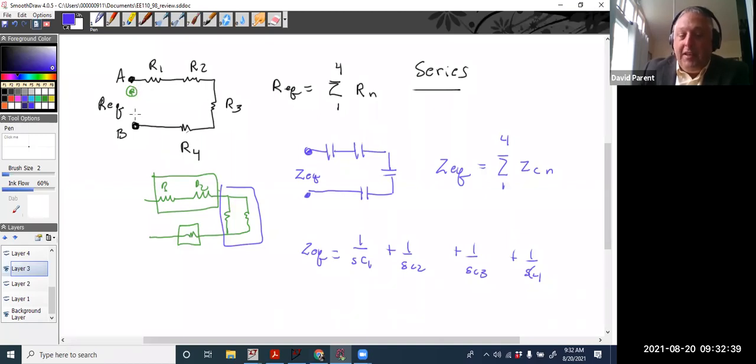I could use mesh analysis to find that relationship. I could use nodal analysis to find that relationship. But remembering that series things add and parallel things use the parallel equation, that is a trick, that is a shortcut, which can be very intuitive when trying to understand what a circuit does.